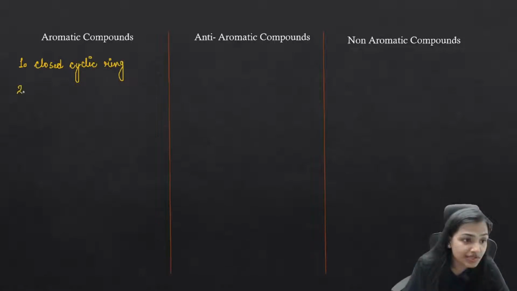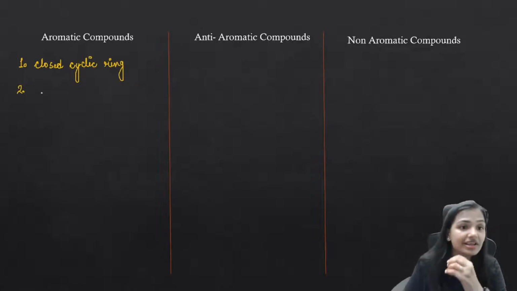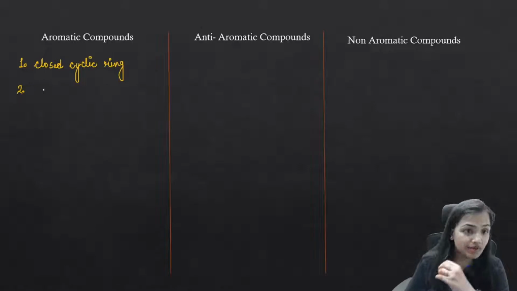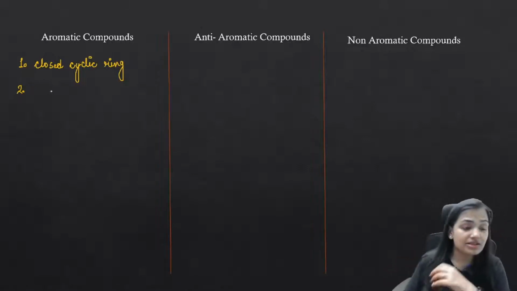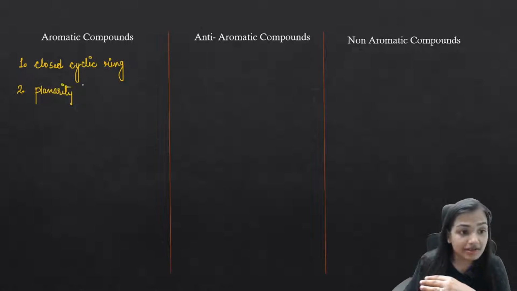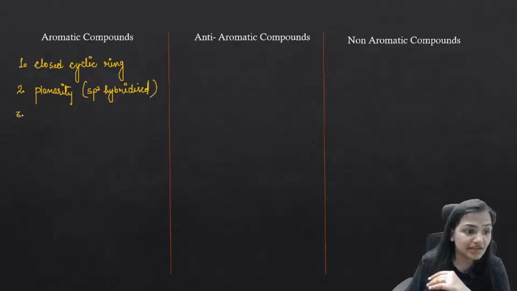The second point that we have to see for a compound to be aromatic is that there must be planarity. That is, every atom which is a part of the delocalization has to be planar. That is, every atom has to be sp2 hybridized. In very simple points I am making you write all this so that it becomes very easy for you to solve any question.